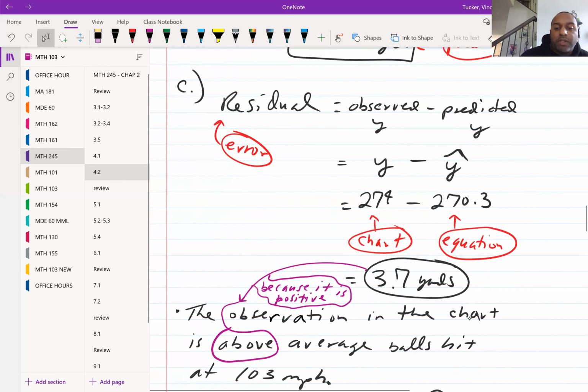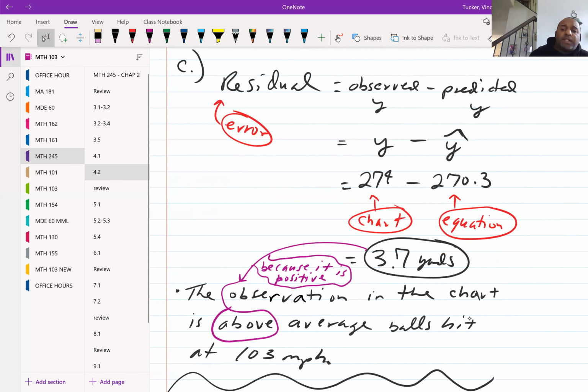All right. So to finish it off, just an interpretation of what that means. The observation in the chart is above average for balls hit at 103 miles per hour. And because 3.7 is positive, that's why you would say it's above. If 3.7 was negative, then you would say it's below the average for balls hit at 103 miles per hour. All right, questions, any questions?